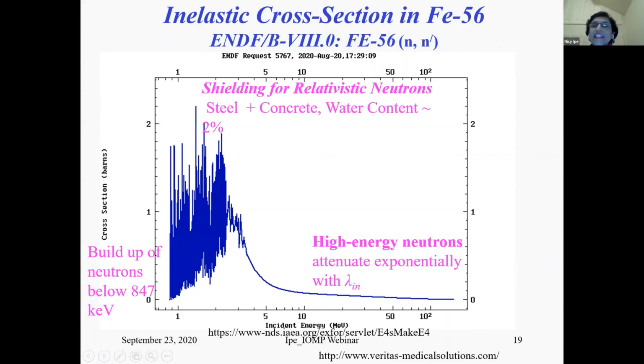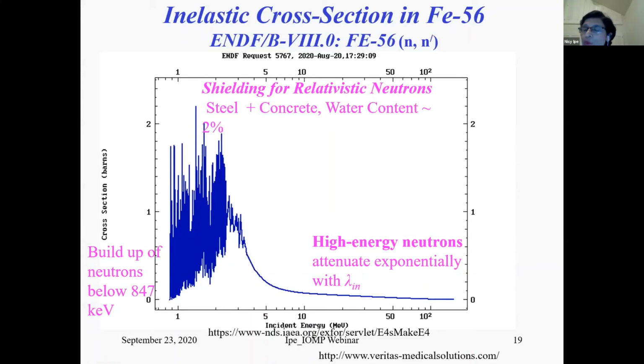So shown here is the inelastic cross-section in iron 56, and 92% of steel is iron 56, and iron has a very important shielding deficiency. The lowest inelastic energy level is 847 keV. Below 847 keV, only elastic scatters occur, and this is a very inefficient process. So there is a buildup of neutrons below 847 keV when you use iron. Further, this is the region where the radiation weighting factor is very high.